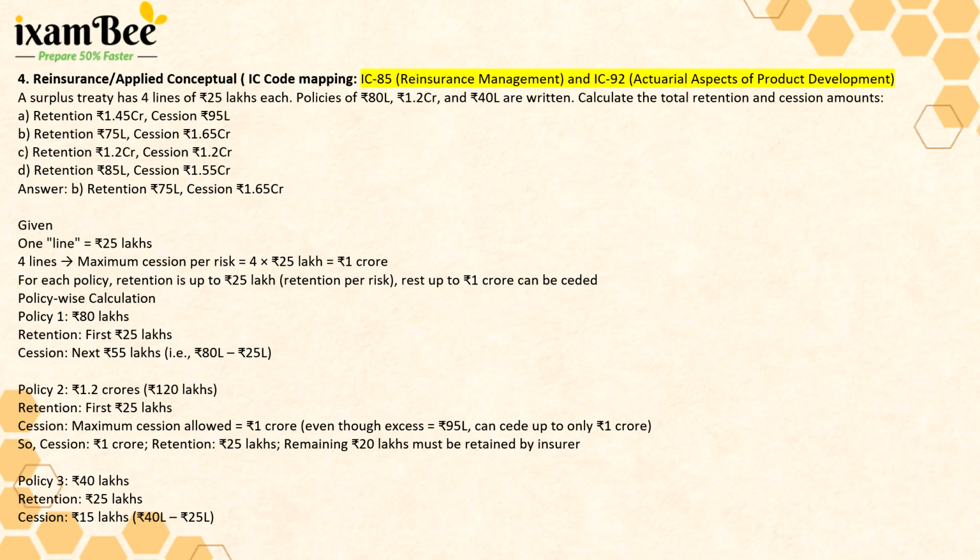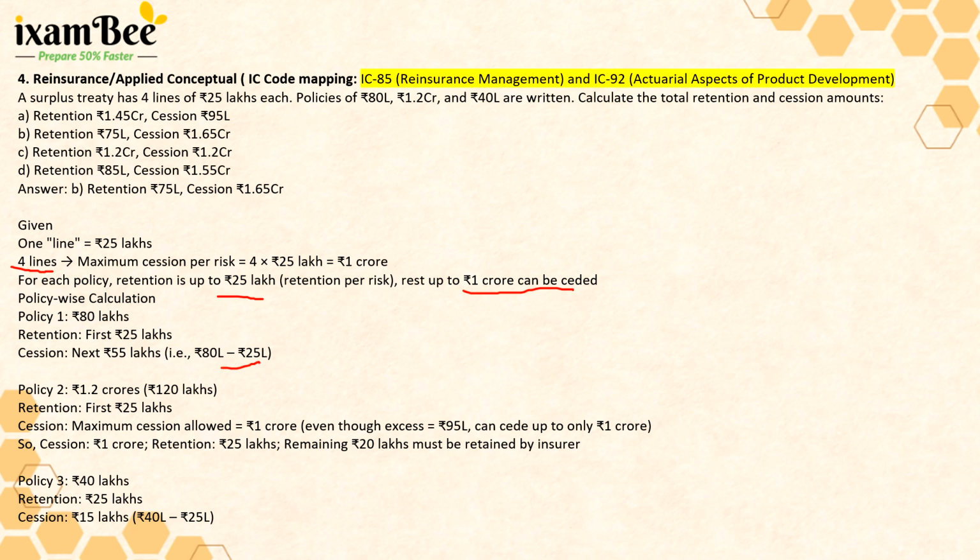So we know that one line is of 25 lakhs. So the 4 lines would give us a maximum cession per risk of 1 crore. For each policy, retention is up to 25 lakh and the rest up to 1 crore can be ceded. So a policy wise calculation has to be done in this question. For policy 1, we see that 80 lakh is the sum insured. So the first 25 lakhs would be retention and the next 55 lakhs, which is 80 lakhs minus 25 lakhs, would be the cession.